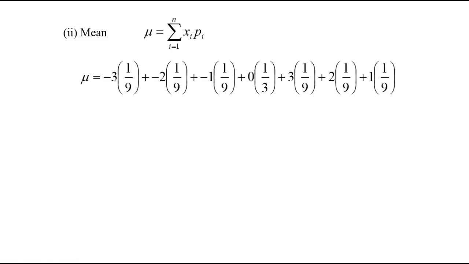You know, according to this formula, we have to multiply the random variable with its probability: minus 3 into 1 by 9 plus minus 2 into 1 by 9 plus minus 1 into 1 by 9 plus 0 into 1 by 9 plus 3 into 1 by 9 plus 2 into 1 by 9 plus 1 into 1 by 9. Upon adding, you get mu as 0, and standard deviation is nothing but the square root of variance.